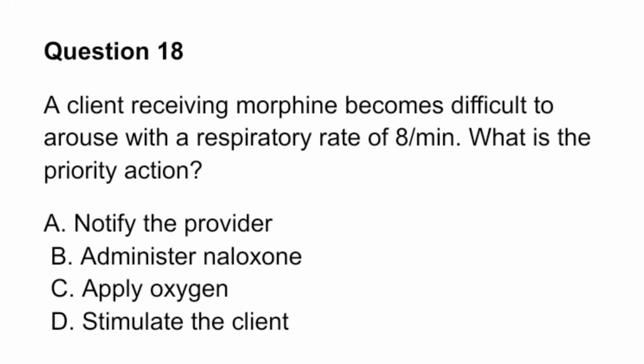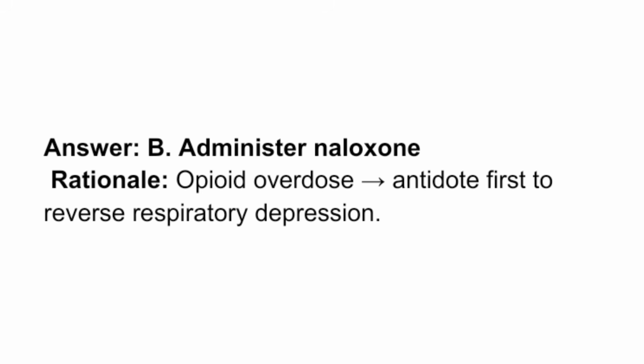Question 18. A client receiving morphine becomes difficult to arouse with a respiratory rate of 8 per minute. What is the priority action? A. Notify the provider. B. Administer naloxone. C. Apply oxygen. D. Stimulate the client. Answer: B. Administer naloxone. Rationale: opioid overdose, antidote first to reverse respiratory depression.